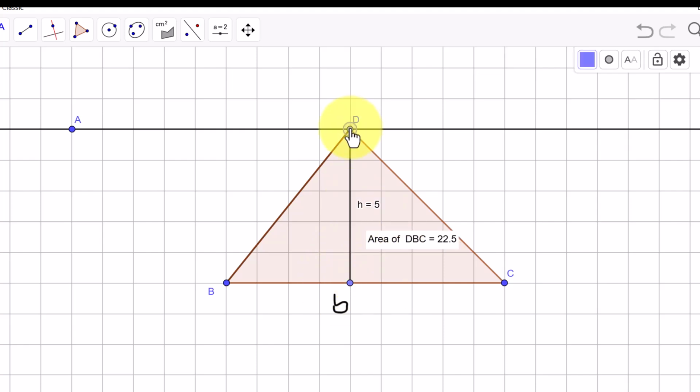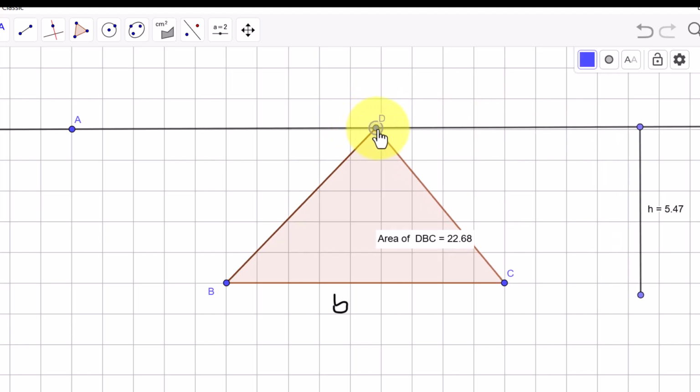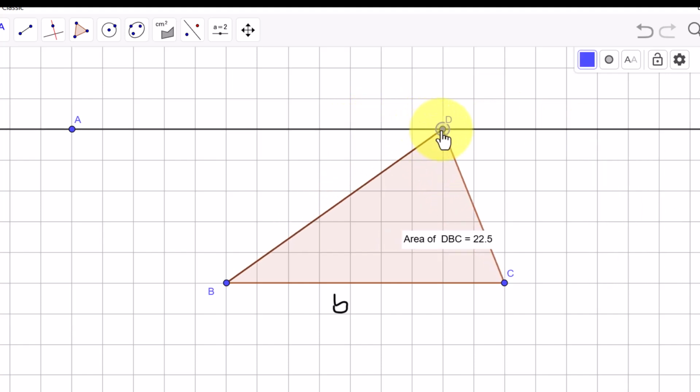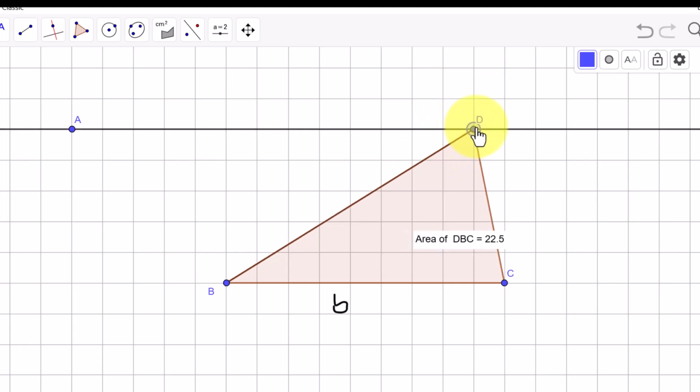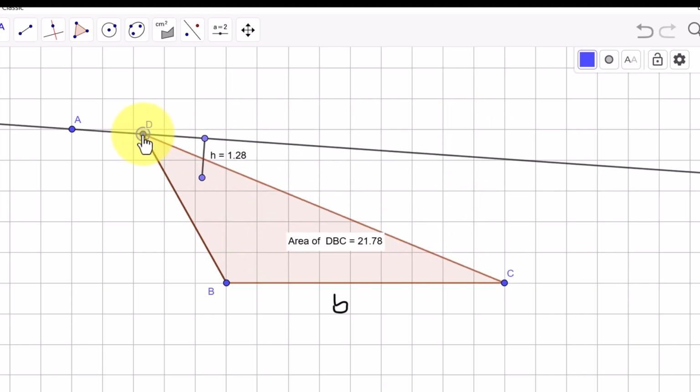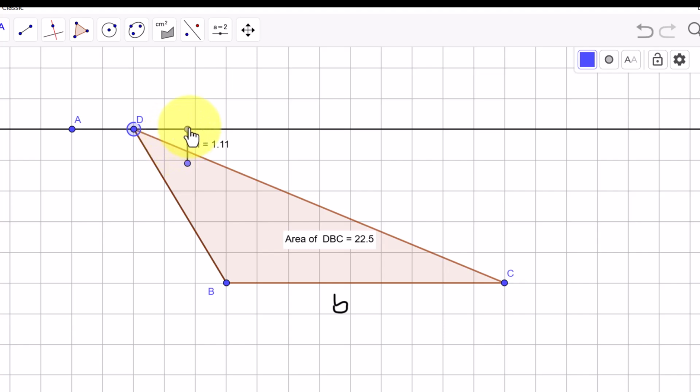Now watch, if I move this top, let me shift this point D out, you see the area changes, but if I maintain the same height, the area will remain 22.5. This is also a triangle. These two slant sides here, you see they have changed, but the area remains the same because I maintain the same height of 5. Let me move it to somewhere here. Let me shift the height. Let me draw the height back. So I've maintained the normal height.